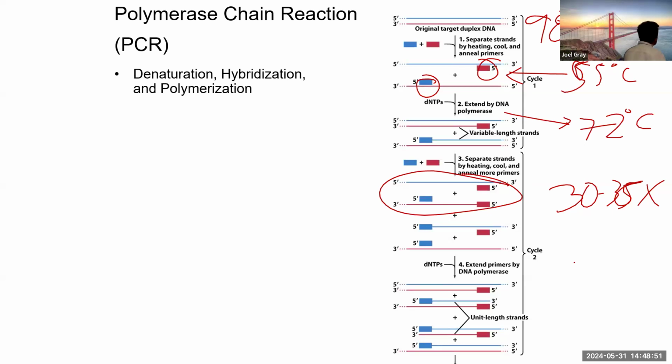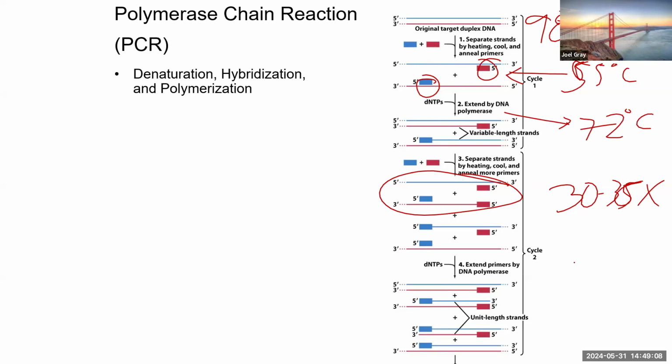These steps are known as denaturation, hybridization, polymerization. Denaturation is where we break the hydrogen bonds. Denaturation takes place at 98 degrees. You might see it sometimes as 95 degrees. We're talking something close to the boiling point of water.